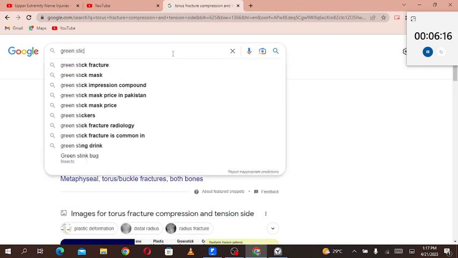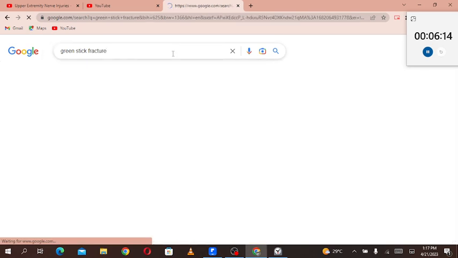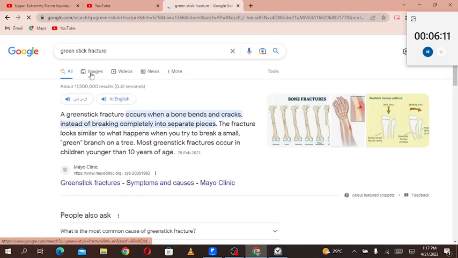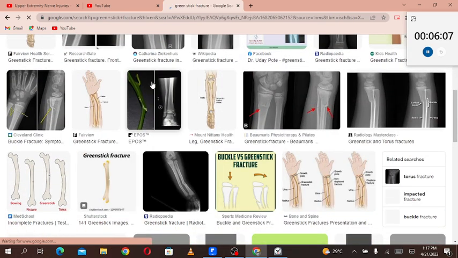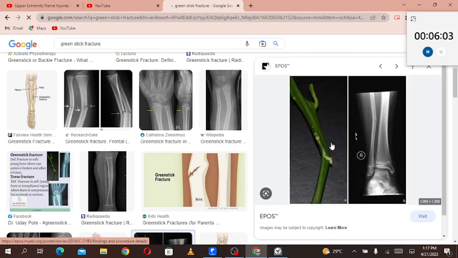If you can see the green stick fracture over here, in this picture they have shown a green stick. When you try to break a green stick, the concave side, or the compression side, is intact, while the tension side, on which it was being stretched, is torn. And the same goes in this picture as well.